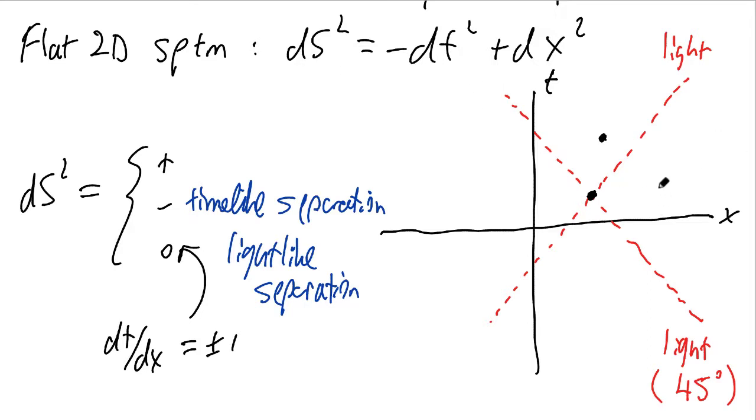On the other hand, a point here, if we look at the separation between these 2 events, these are space-like separated. That's the case where ds squared is positive. And you can see that in the line element as well. In this case, these 2 events are separated by a relatively large dx and a relatively small dt, so the plus sign here dominates and gives us a positive ds squared.